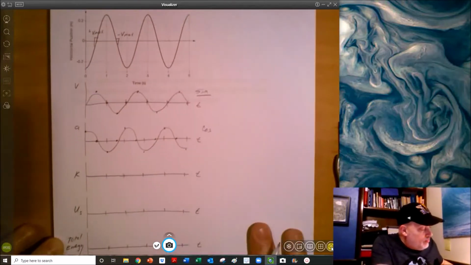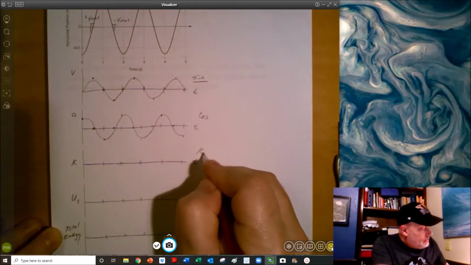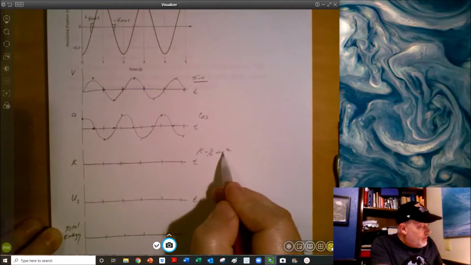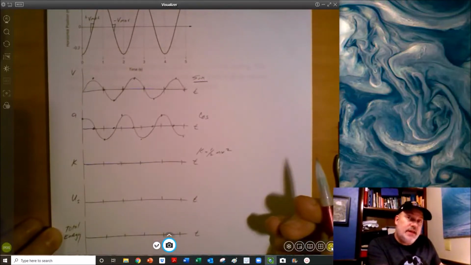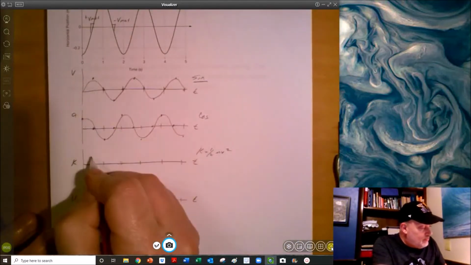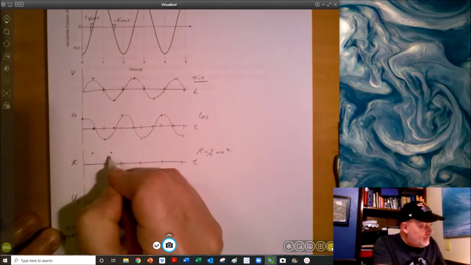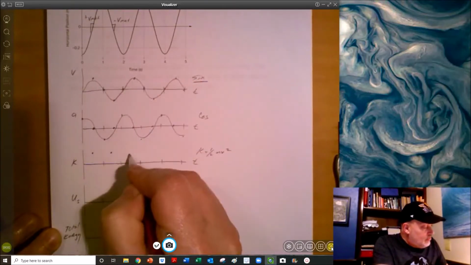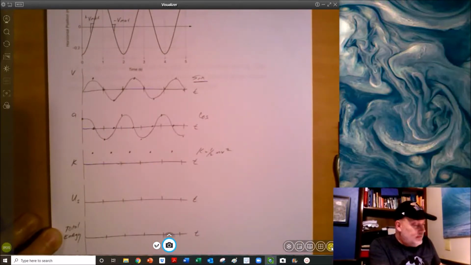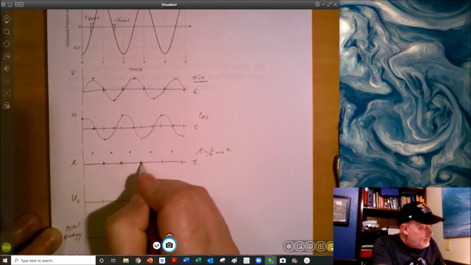All right, but what about our kinetic energy? Well, kinetic energy is 1/2 mv squared. So wherever the velocity is maximum, we should have maximum kinetic energy. And it's squared, so it shouldn't matter whether it's positive or negative. So I have a positive maximum here, and I have a negative maximum velocity here, which gives me another positive kinetic energy. And then I have another positive here, here, here. Those are my maximum kinetic energies. And then here it's not moving, so it should be 0 kinetic energy at these points.